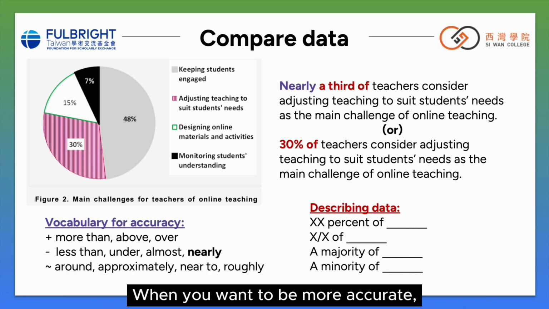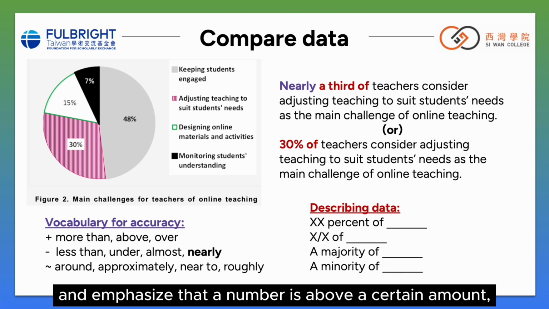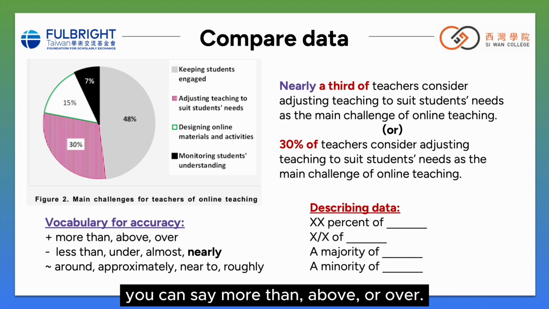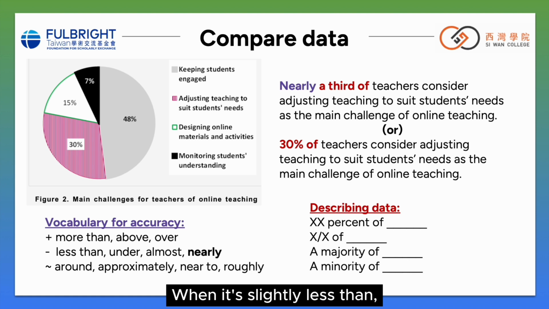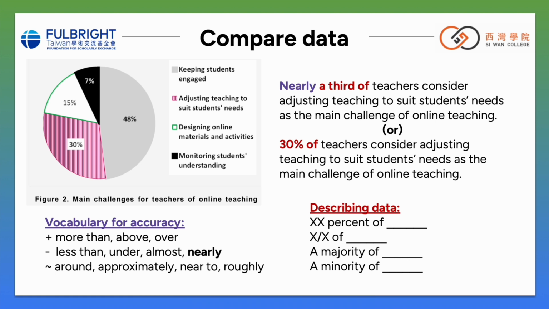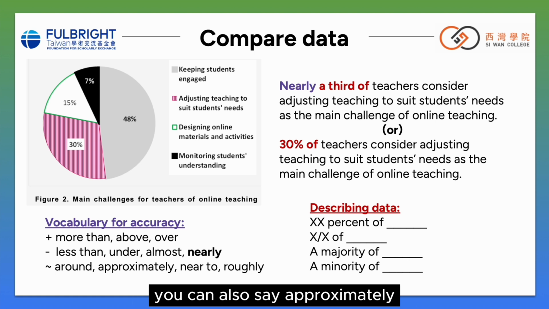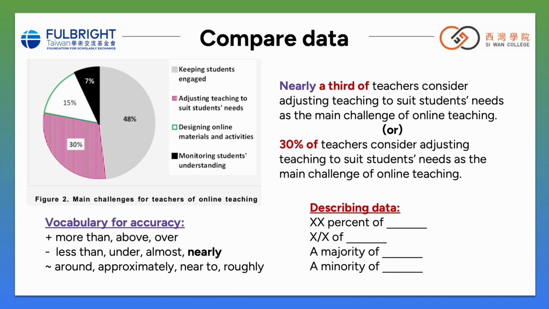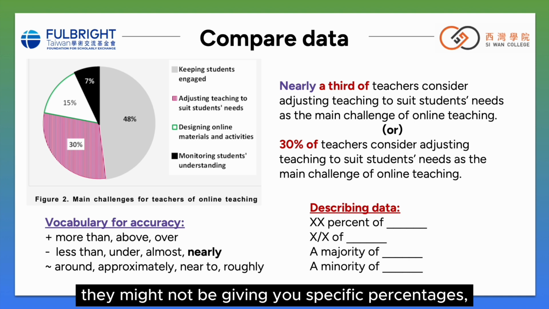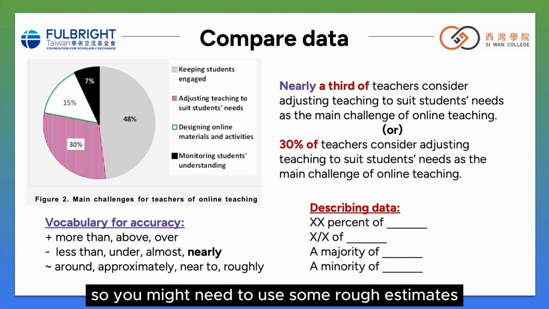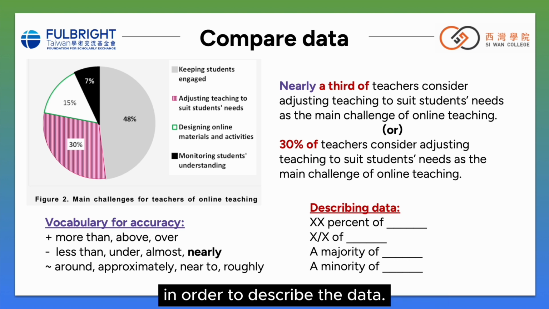When you want to be more accurate and emphasize that a number is above a certain amount, you can say more than, above, or over. When it is slightly less than, you can say less than, under, almost, and I use the word nearly. When it is around a certain amount, you can also say approximately, near to, or roughly. Keep in mind that during the test, they might not be giving you specific percentages, so you might need to use some rough estimates in order to describe the data.